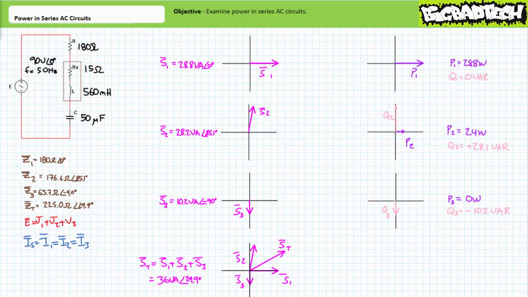Alternatively, one could summate individual dimensions of apparent power, where the total real power equals P1 plus P2 plus P3, and the total reactive power is Q1 plus Q2 plus Q3. Doing so yields a total real power of 31.2 watts and a total reactive power of positive 18 VARs. When the complex number in rectangular format 31.2 plus j18 is expressed in polar format, you'll note it is 36 at an angle of 29.9 degrees.